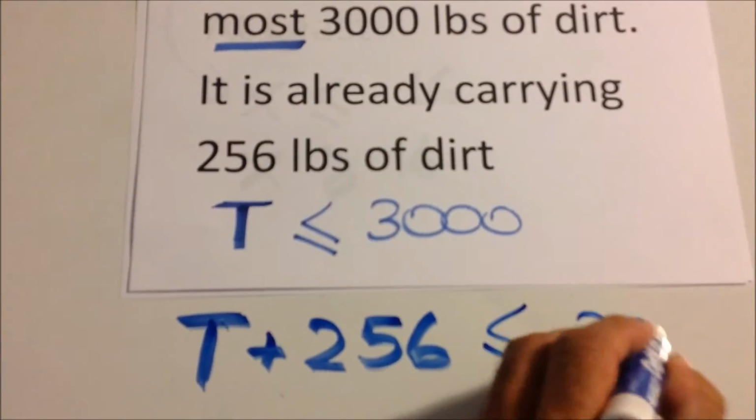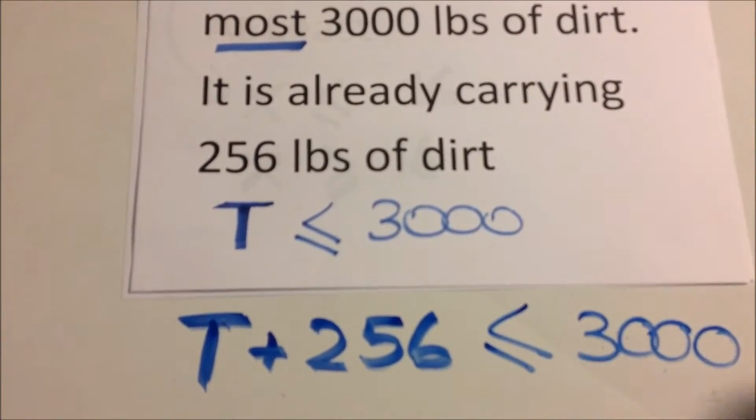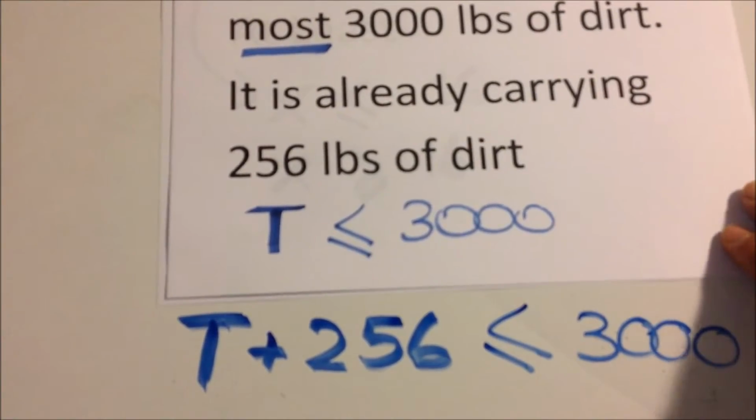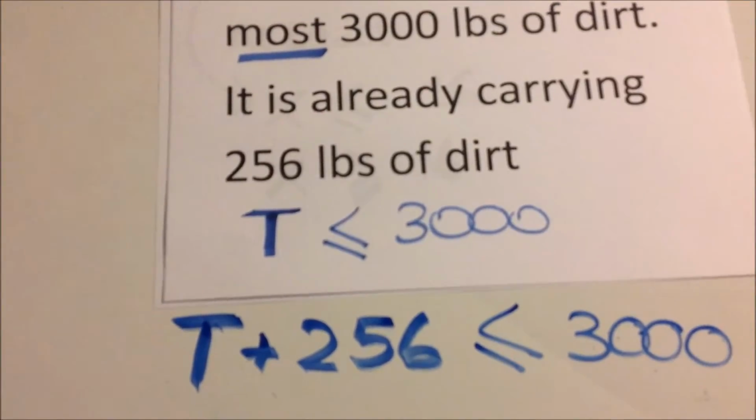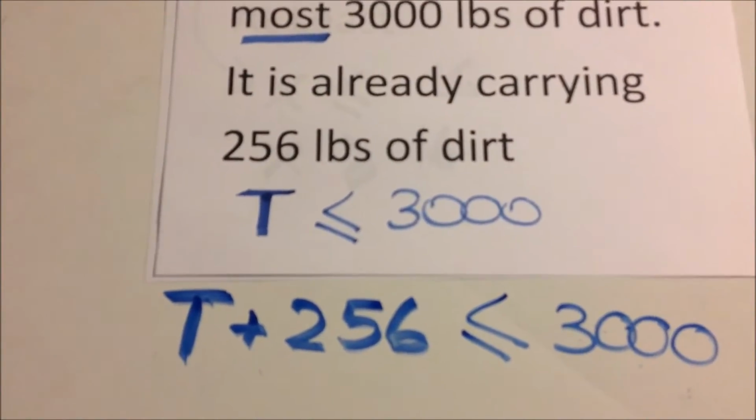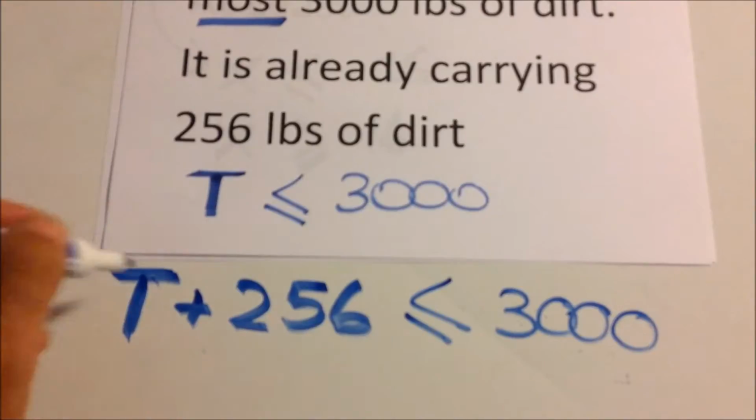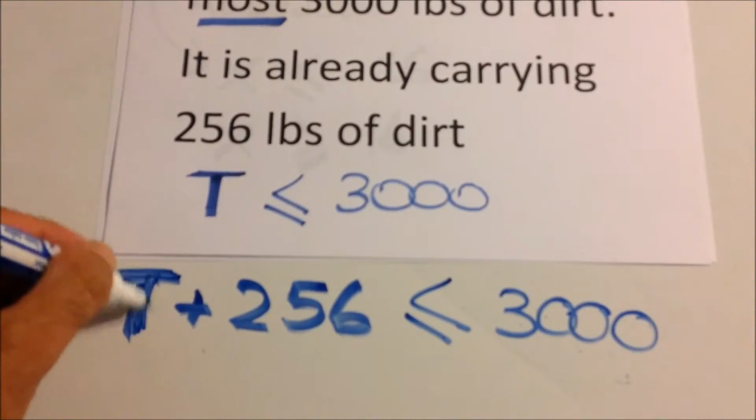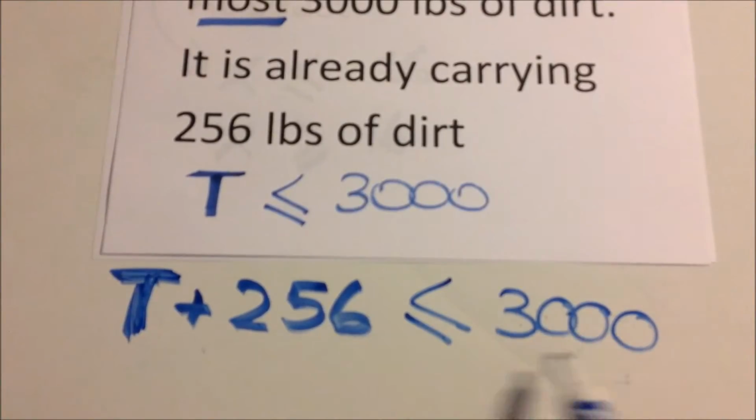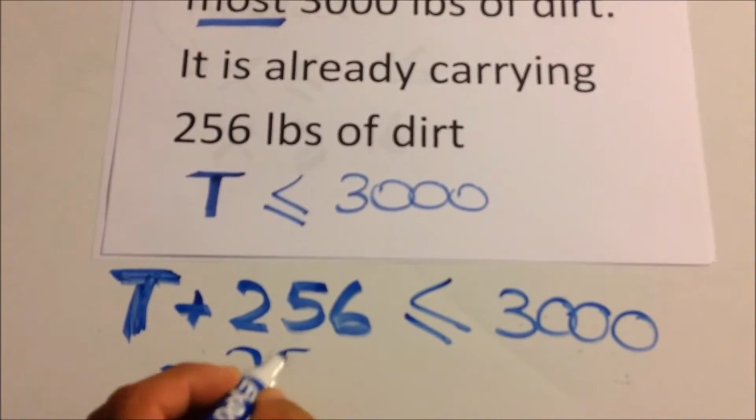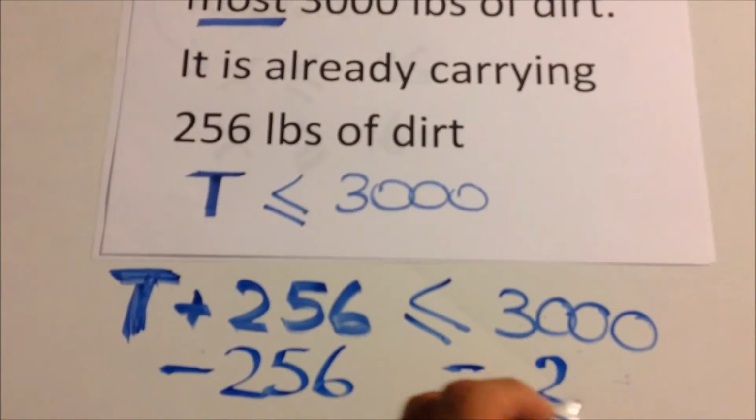It will be less than or equal to 3,000 pounds. That's what it's saying. So in this inequality, the truck, remember, the most it can hold is 3,000 pounds. So this is telling you now of what it can carry. Up to what point? So you can just minus the 256, just like we do with linear equations, on both sides.